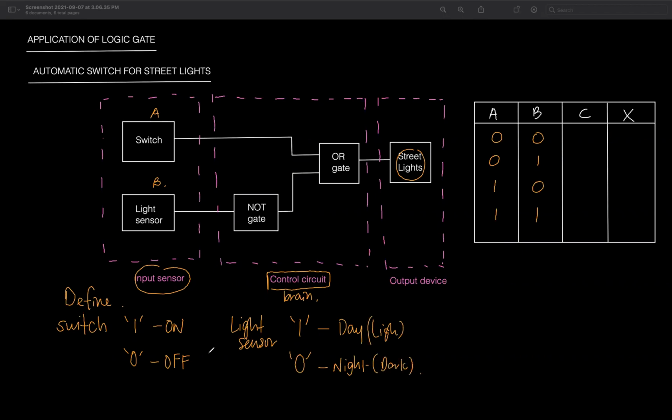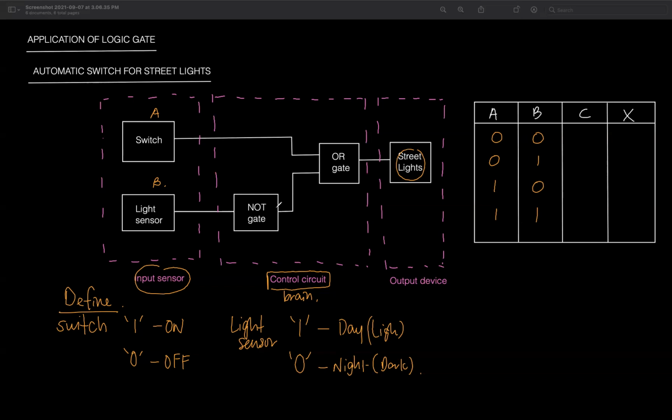After you define this, usually the question will give you what it means by 1. If they do not give you, then you have to define it yourself. Because when you put all the 1, 0, you don't know what it means. So 1 is daylight, 0 is nighttime. And for the switch, 1 is on, 0 is off. So how many possible outcomes do we have here? 0, 0, 0, 1, 1, 0, and 1, 1. So find out what is the outcome.